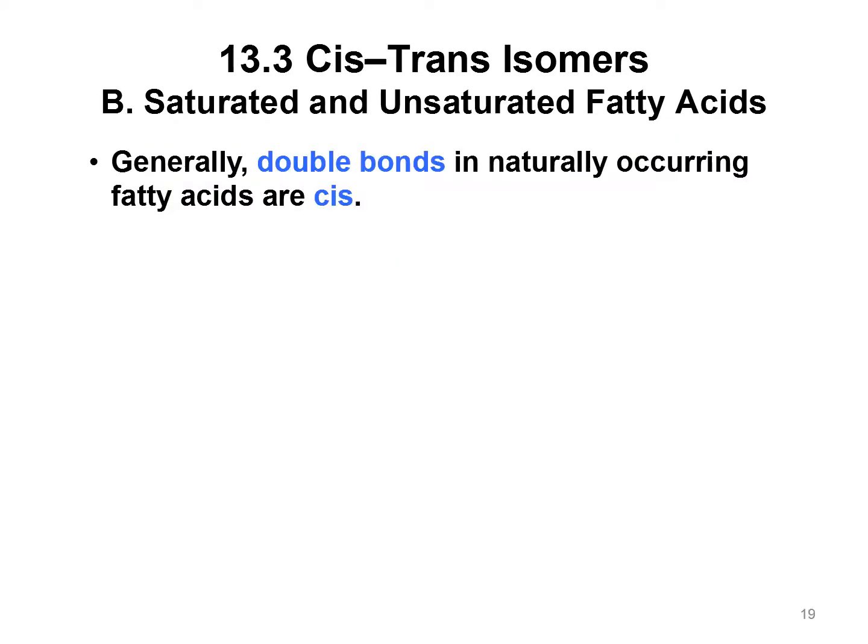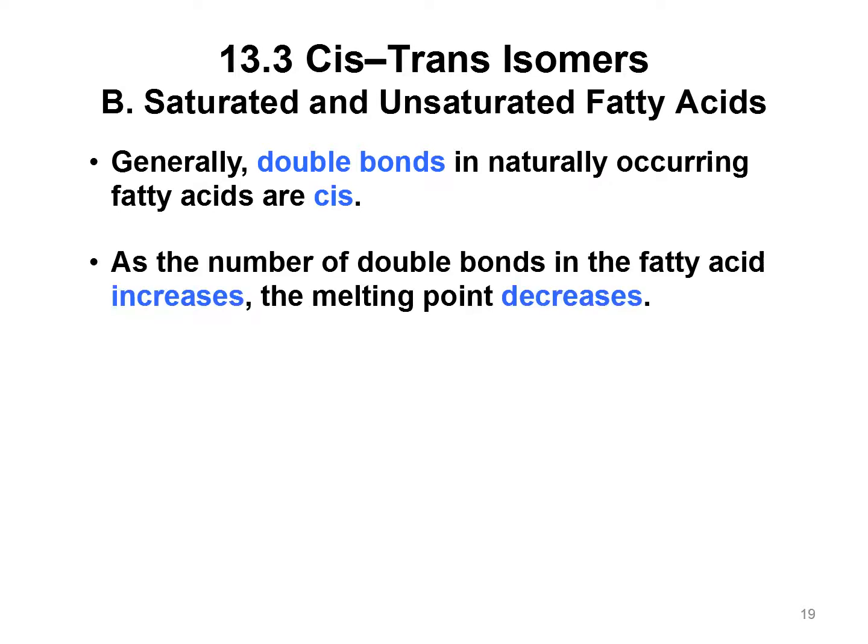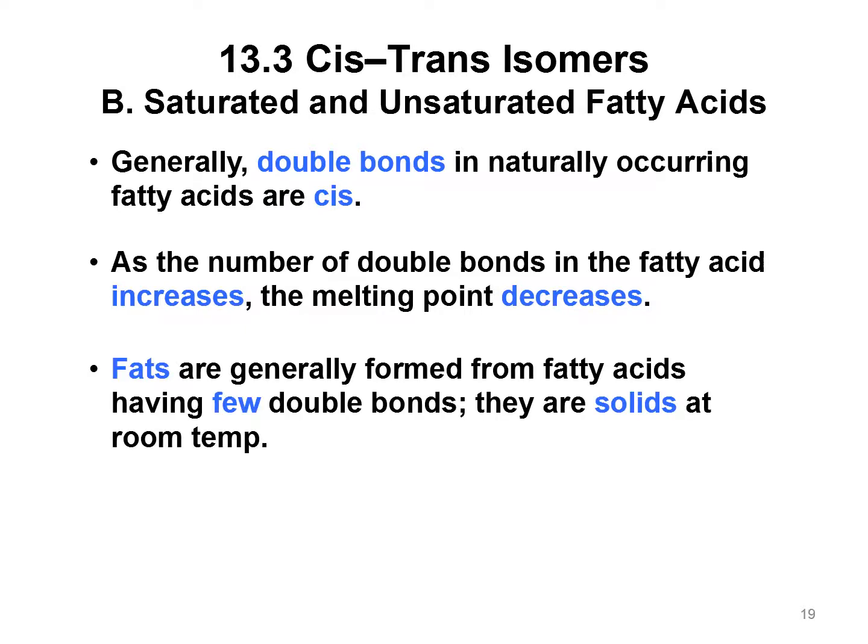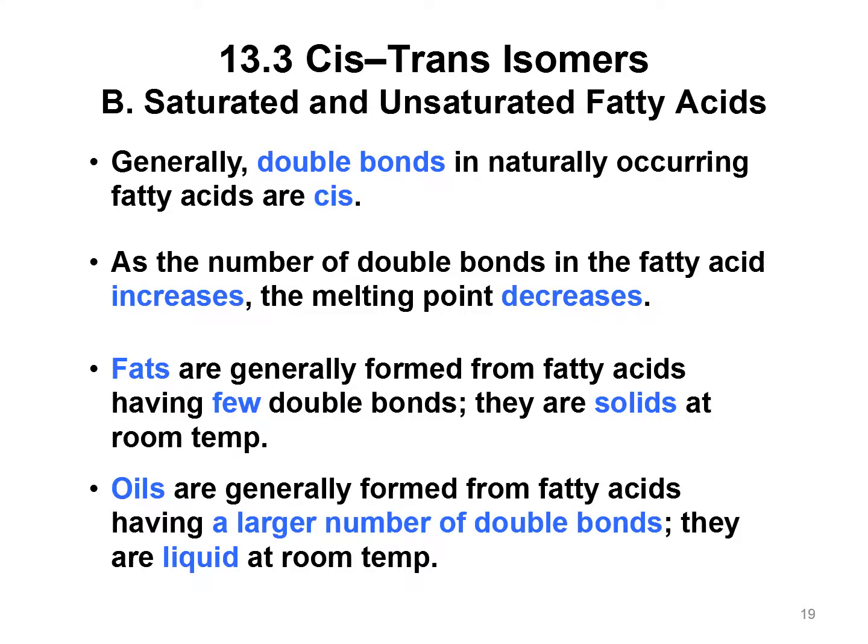When you have unsaturated fatty acids, those that have double bonds, those fatty acids naturally occurring are cis. For example, coconut oil has cis fatty acids. Fatty acids are generally solids. Oils have a large number of double bonds and they tend to be liquids.